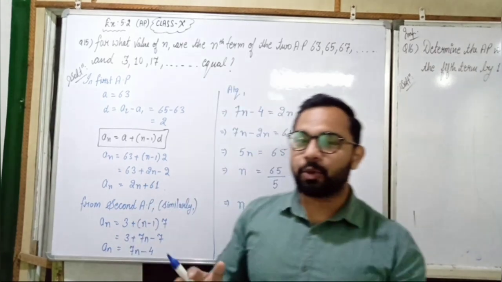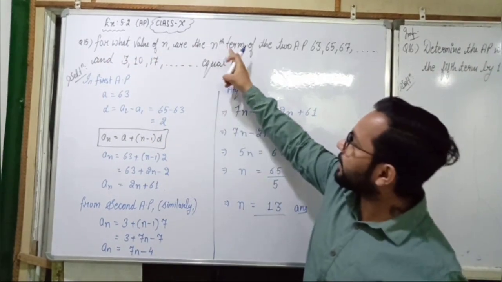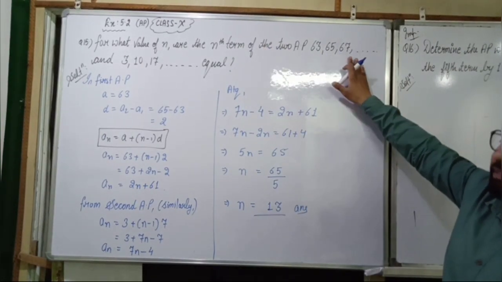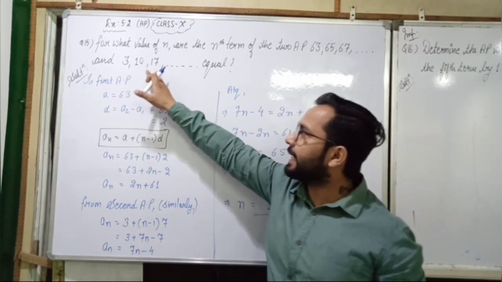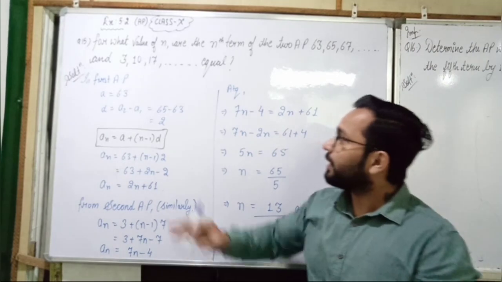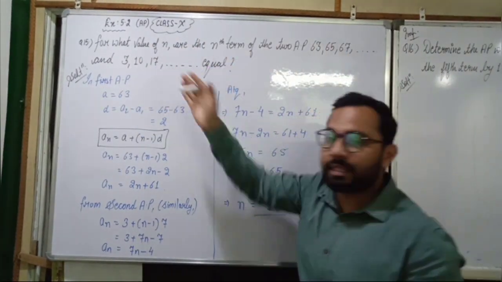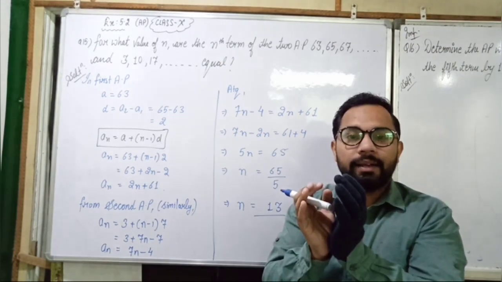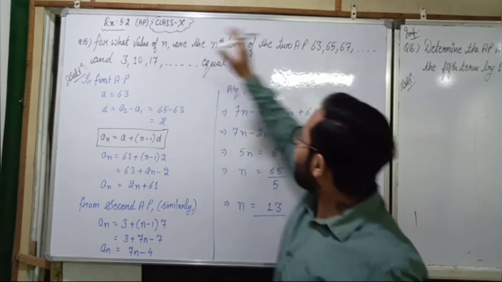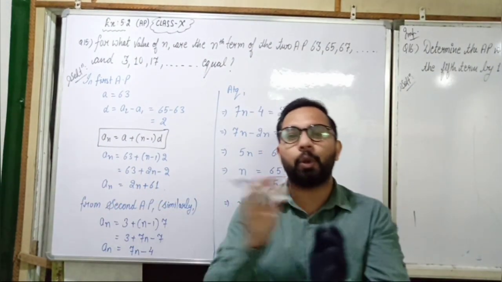So our next question today is, for what value of n are the nth terms of the two APs 63, 65, 67 and 3, 10, 17, dot dot dot equal? मतलब n की कौन सी वैल्यू पे ये दोनों एपीज की सेम वैल्यू आएगी, इक्वल आएगा. ठीक है, तो उसके लिए हमें पहले क्या करना है, इन द फर्स्ट एपी हमें दोनों एपी से हम इक्वेशन बनाएंगे और उन इक्वेशन को अकॉर्डिंग टू द क्वेश्चन इक्वेट कर देंगे.